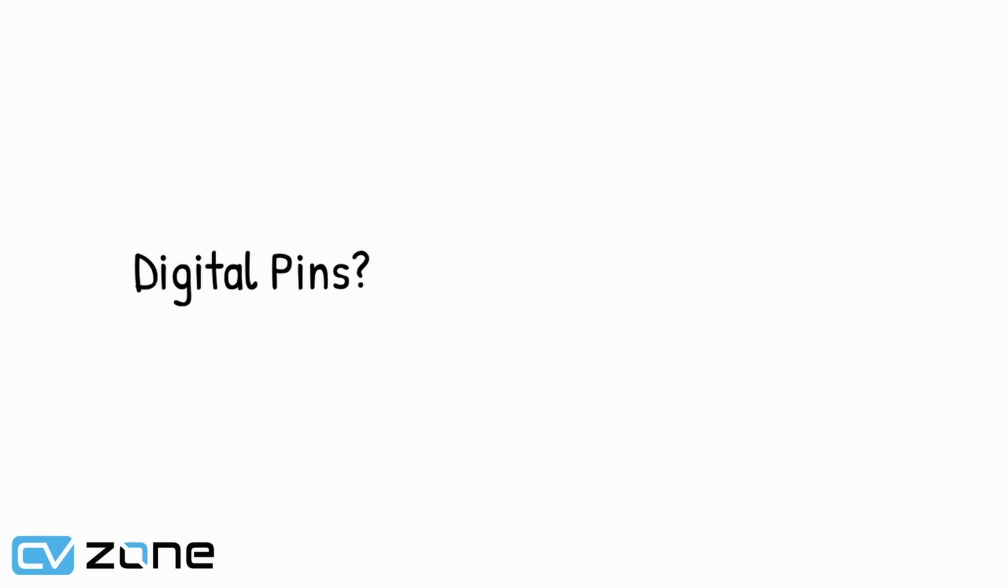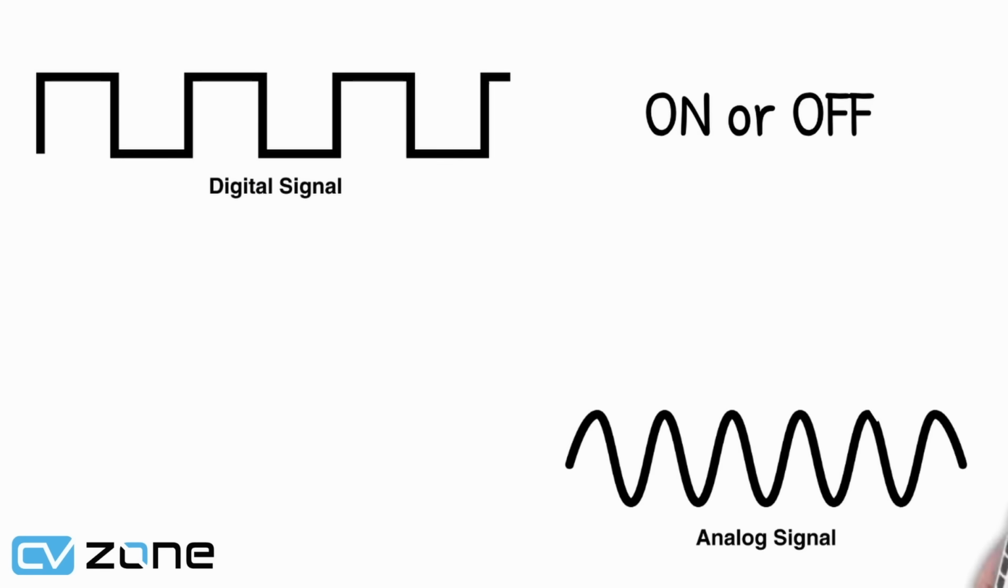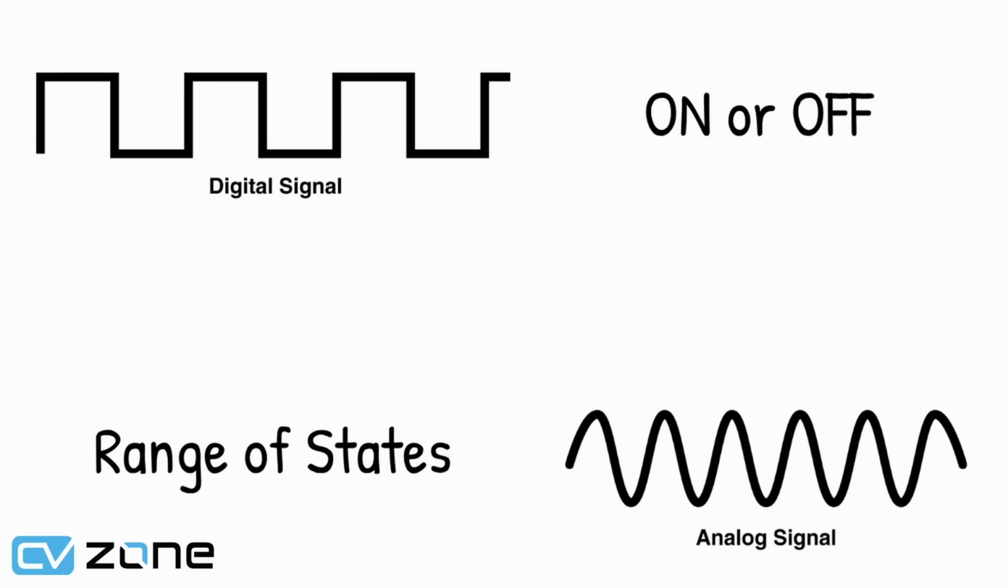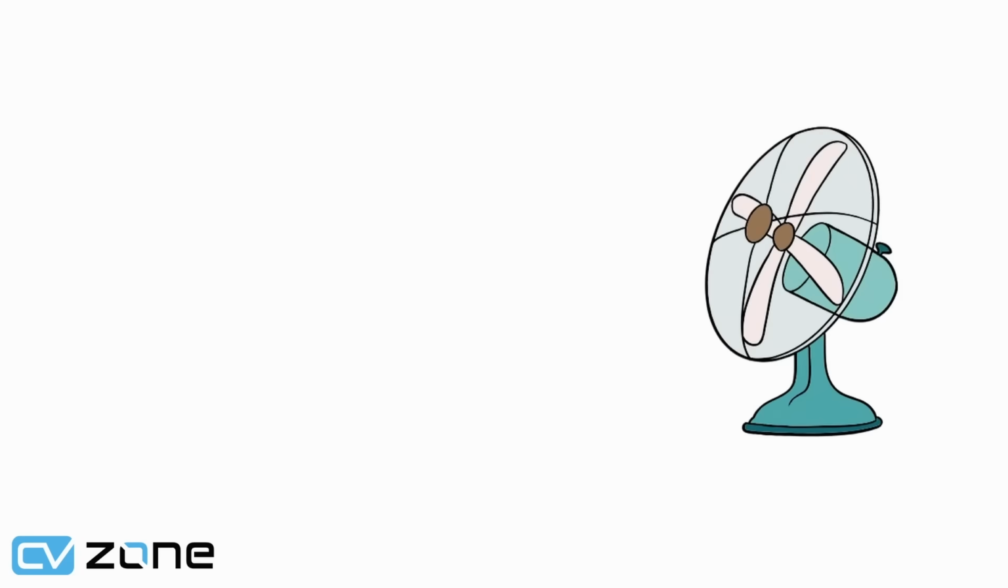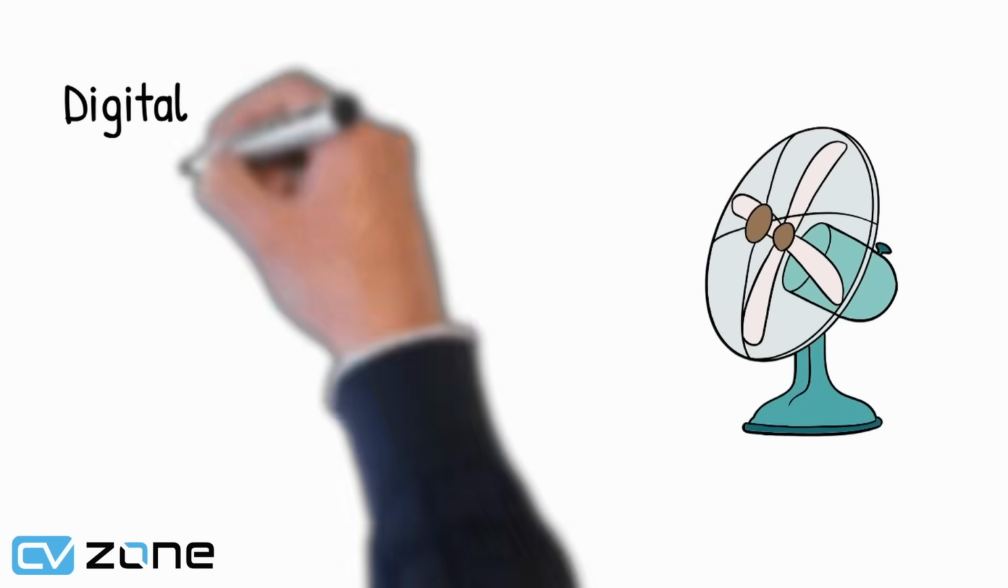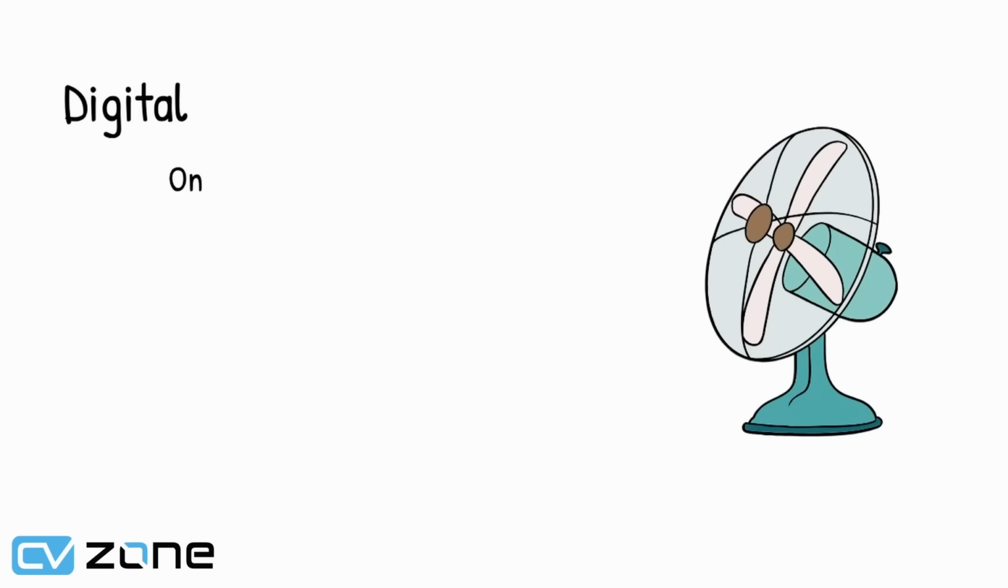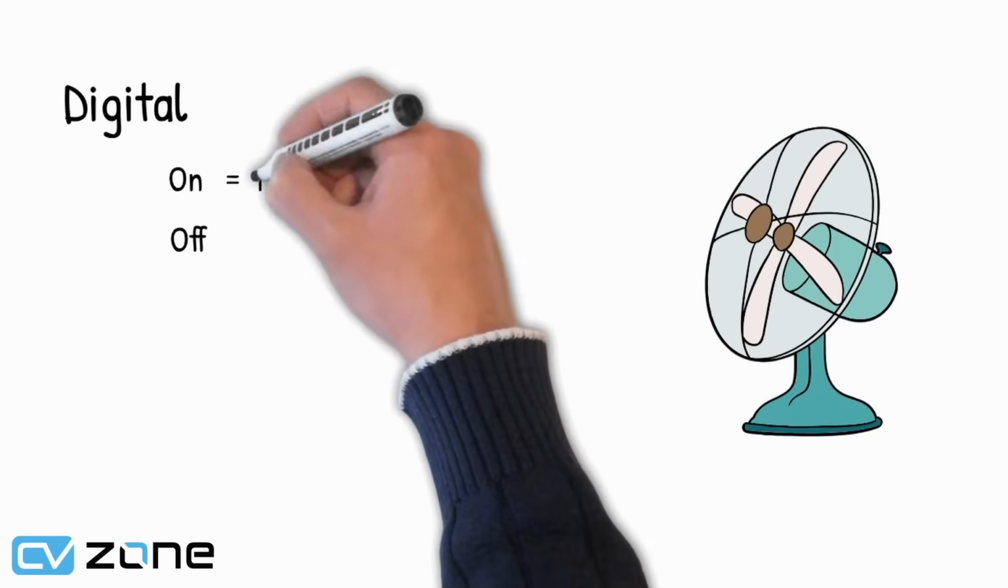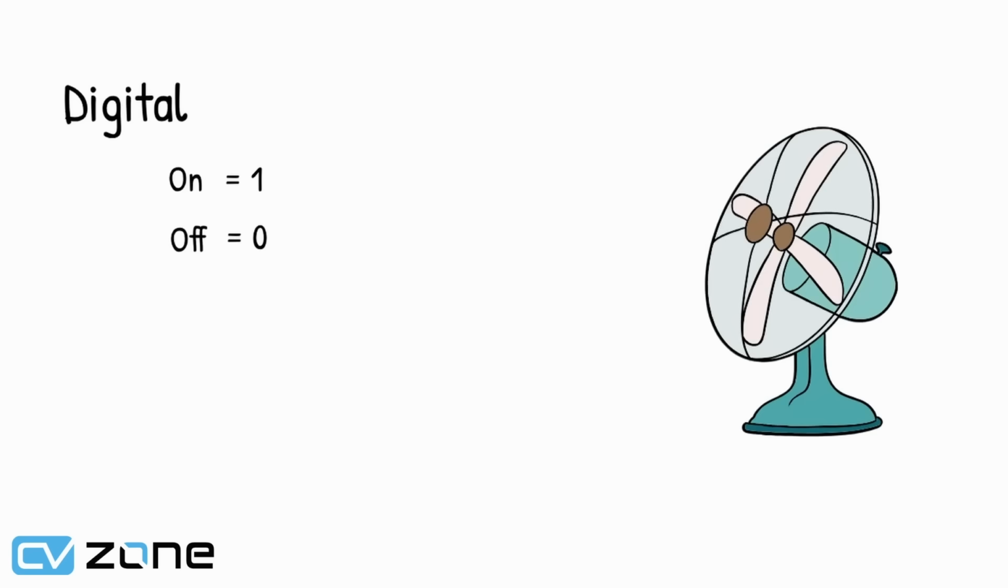So what do these digital and analog pins mean? Digital signal has only two states, which means it can be on or off, whereas analog signal has a range of states. Let's look at an example of a fan. If we control the fan digitally, we have the option of turning it on and turning it off, where on would mean 1 and off would mean 0.